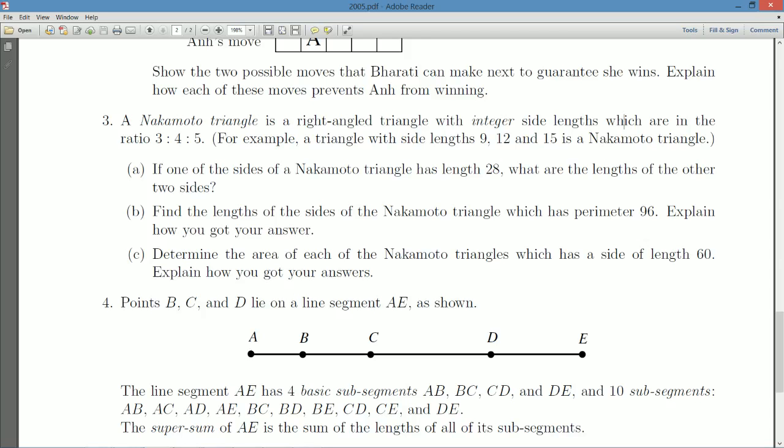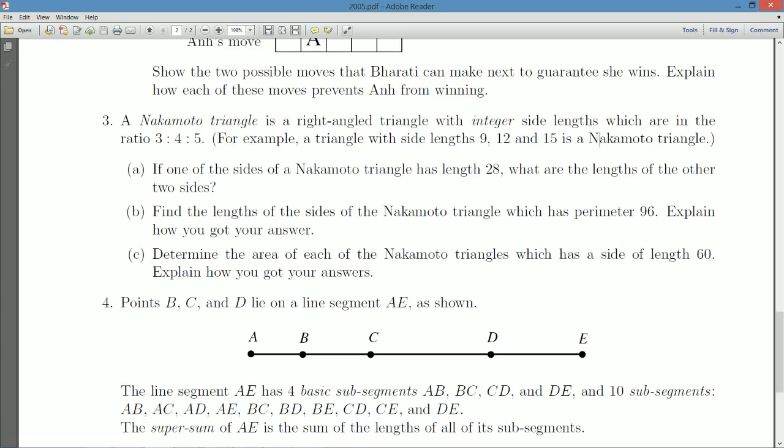So for example, a triangle with side lengths 9, 12, and 15, well, that's in the ratio of 3, 4, 5, because that's 3 times 3, 4 times 3, 5 times 3. That's a Nakamoto triangle. Alright. A part. If one of the sides of a Nakamoto triangle has length 28, what are the lengths of the other two sides? So the way that's phrased suggests to me that there's only one Nakamoto triangle that has a side of length 28.